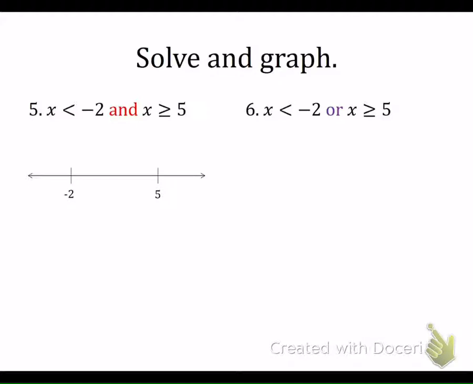All right, number 5. I want the x's that are less than -2 and greater than or equal to 5. So very lightly, because we'll probably end up erasing some of this, the parts that are less than -2 would be down here, right? The parts that are greater than or equal to 5 are over here, right? This is an and. So what part of the number line works for both?